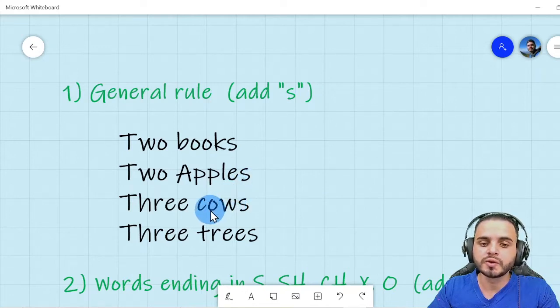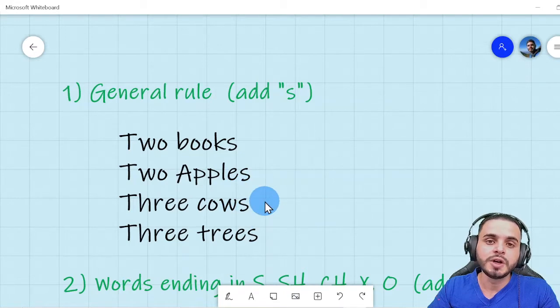And the same happens for cows. If we have three, four, or more than that, then we're just going to add an S, and now we have three cows. Okay, and then we have the third example. So we have three trees. Okay, as simple as that. We just add an S to the end of the word, and we say trees.